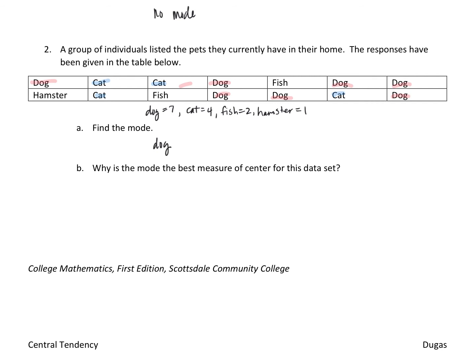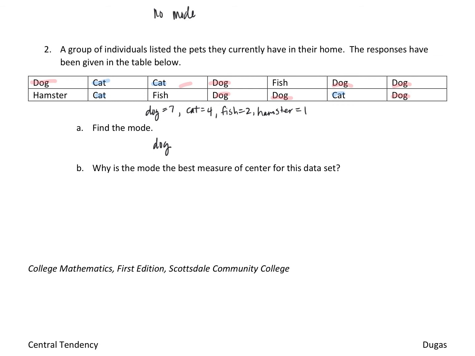Why is the mode the best measure of center for this data set? So for the mean and the median, you can't say there are partial dogs, right? The median is the middle number. You can't put these in order from least to greatest because they don't have value. You can't say a dog is worth more than a fish or vice versa. So median and mean are really used for numerical data.